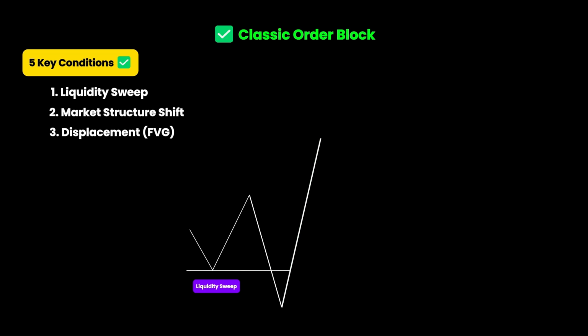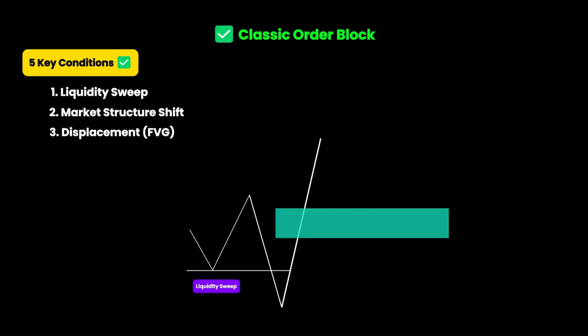Third, displacement. The leg that breaks structure should move with strength and speed, not slowly. That impulsive move often creates an imbalance, also called a fair value gap. So, inside the same leg, we identify and mark the FVG. This becomes a strong confirmation.